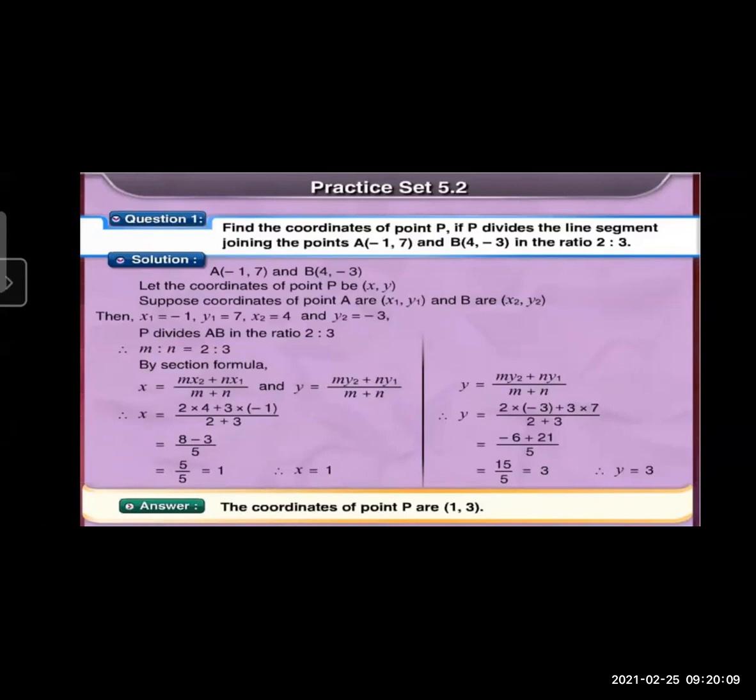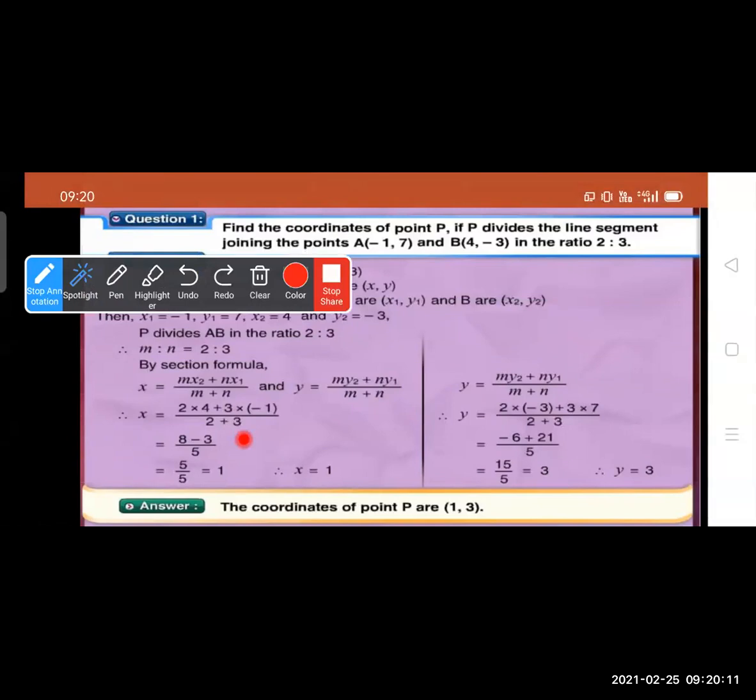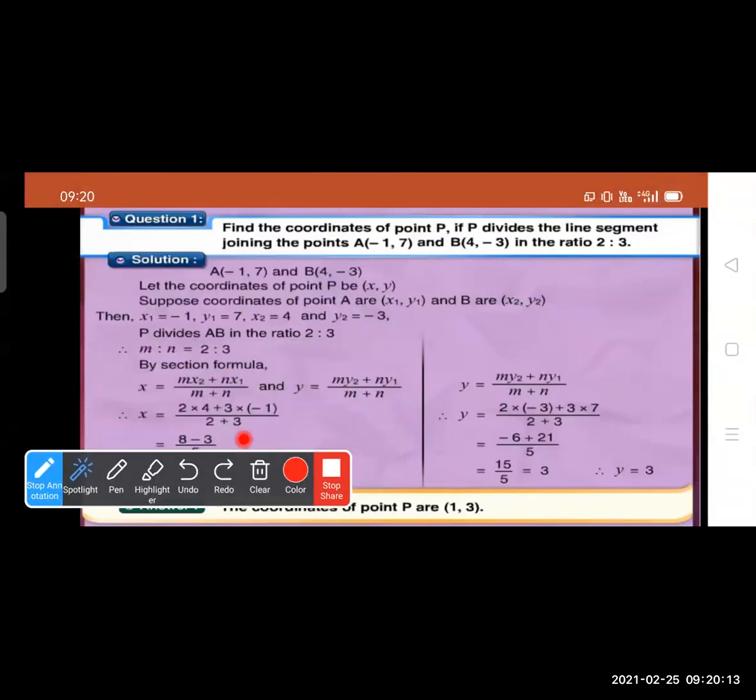So see in the question, here we have two coordinates, 2 points A and B, and we have the ratio. So we write, let A is equal to (-1, 7) and B is equal to (4, -3). Let the coordinates of point P which divides AB be (x, y).